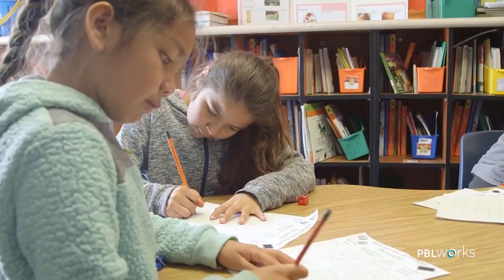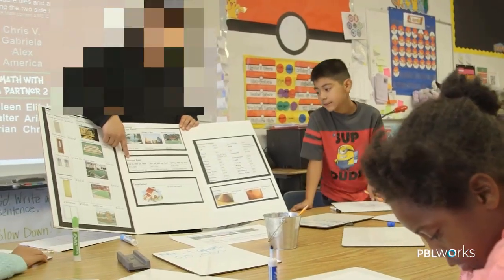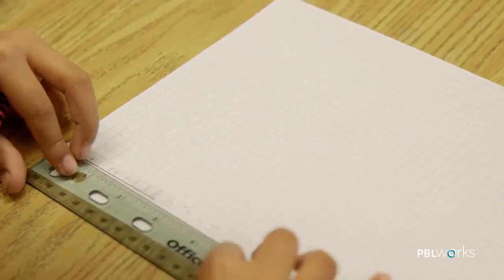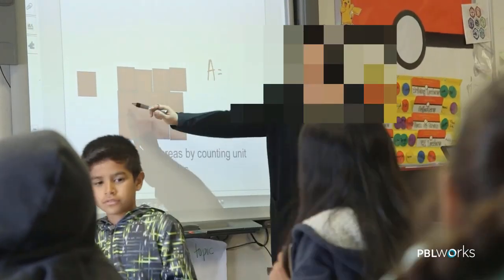For math rotations, we call it math with the teacher, math with technology, and math with a partner. The house size that your client wanted. And then I'm working with the group, and we're really looking at area and perimeter and the difference between area and perimeter. Okay, so can you tell me what the square units are here?